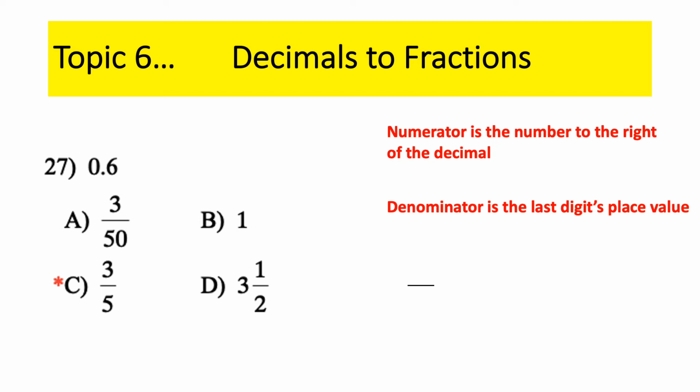So fraction bar, what number is to the right? Well, there's a 6, right? What's the last digit there? A 6. What is its place value? It's in the tenths place, so we put a 10. Reduce the, hey, we finally got to reduce a fraction. Reduce the fraction to 3/5. We better do another one, right?